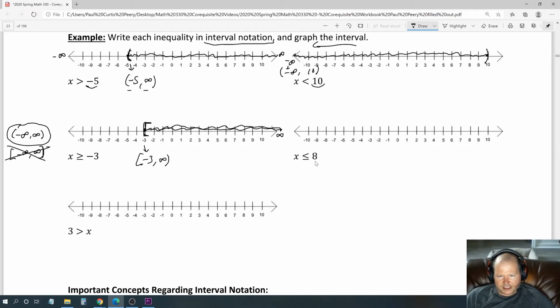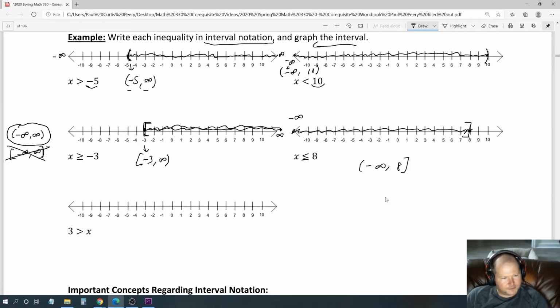Next one is x is less than or equal to 8. First step, we are going to plot the 8. Next step, because it is less than 8, and because it has the equal sign part right there, we're going to use a bracket opening up towards the left. Because going to the left forever gives you negative infinity, when we put it in interval notation, we start with negative infinity on the left. We move on to 8, and because you have a bracket right here, you put a bracket next to the 8.